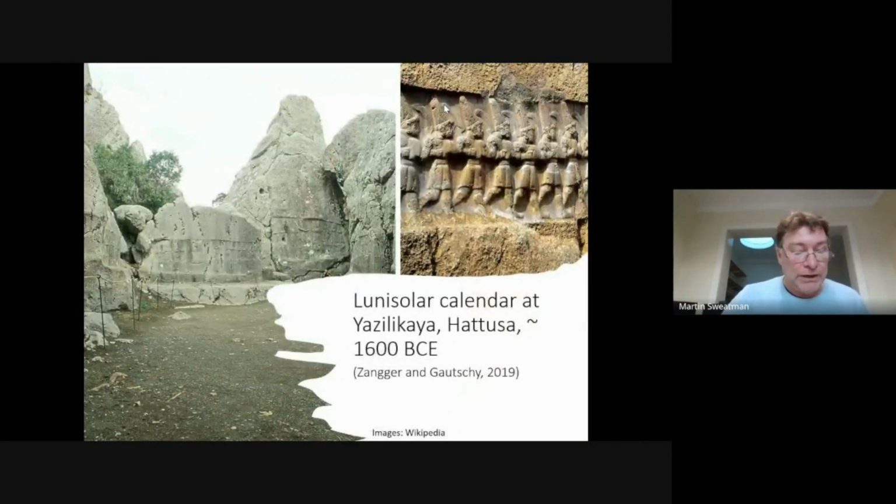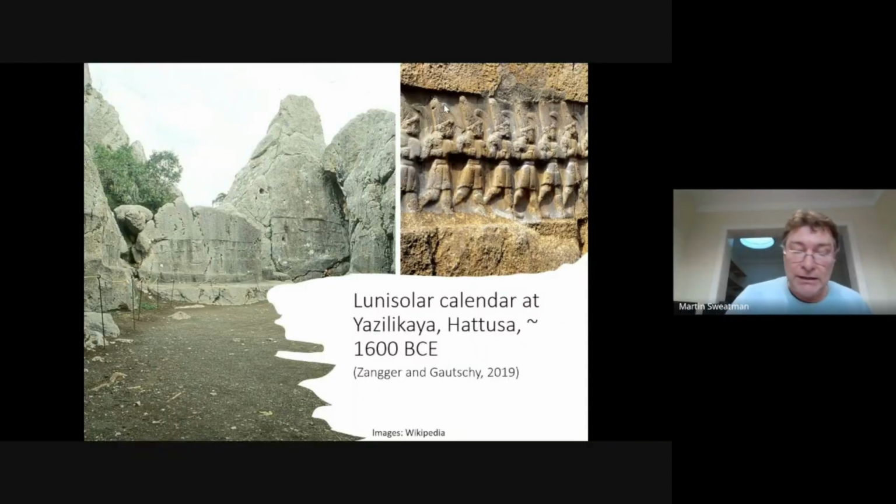Now, it's worth pointing out that what is likely a lunar solar calendar has been found at Hattusa, capital of the Hittites in central Turkey. And it's depicted in terms of rows of local deities which symbolize the days of the calendar. And these deities include both male and female solar deities.